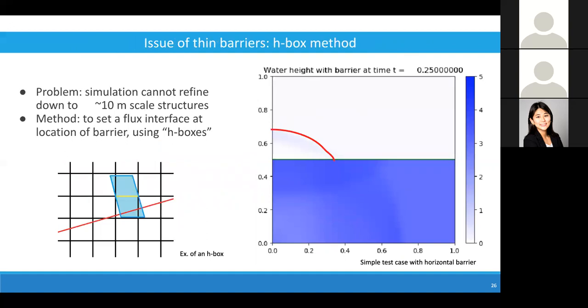And that's because there is a computational challenge: we cannot refine down to 10 meters of scale for a structure like the barrier. The barrier is going to be very small compared to the whole landscape of Manhattan. So what we're going to do is impose a computational barrier where we want to place it. Solving that problem requires a more special method called the H-box method. On the right, we see a simple implementation of that, where it's a flat barrier, and I drew a little red line to show the wave front, what the wave is doing, overtopping the barrier there.